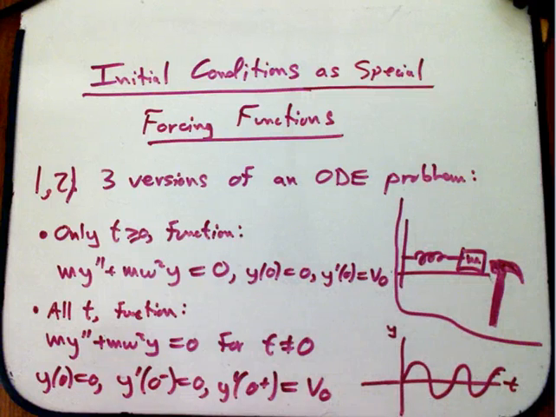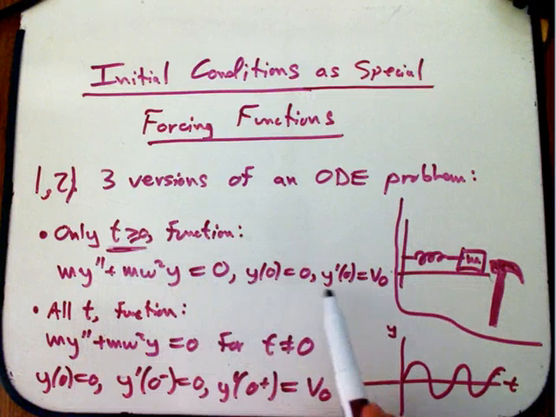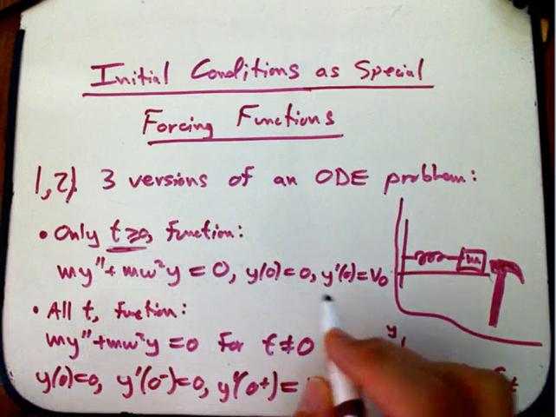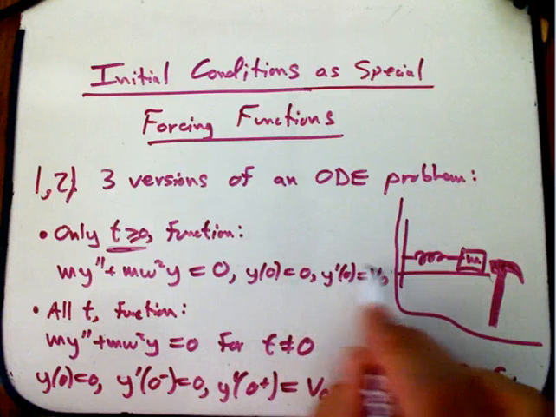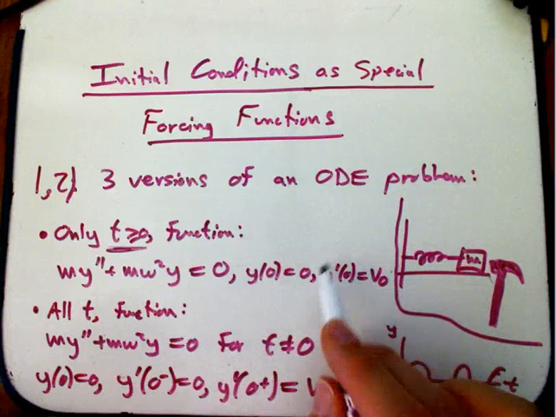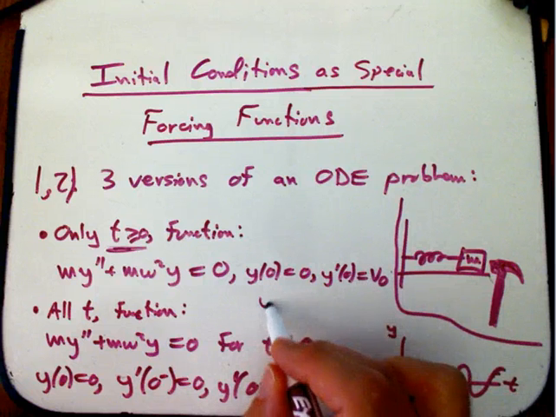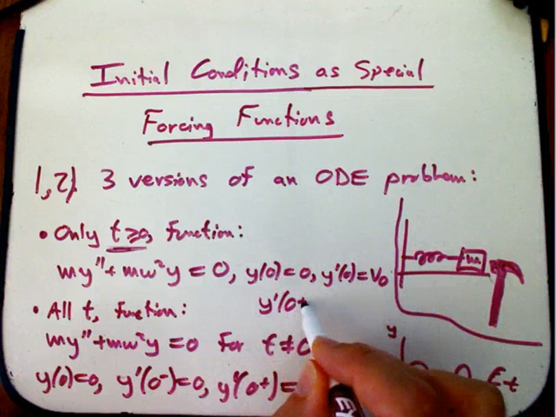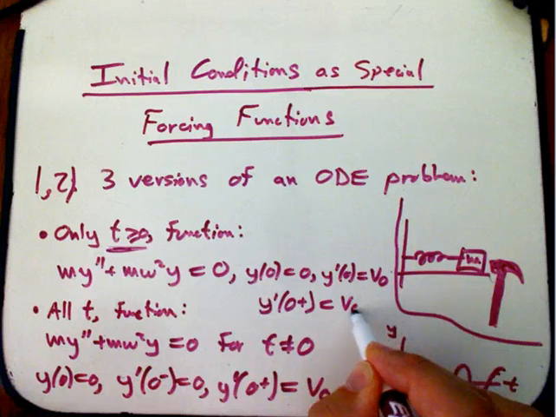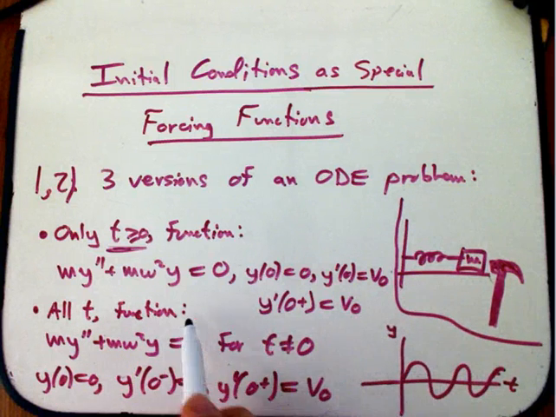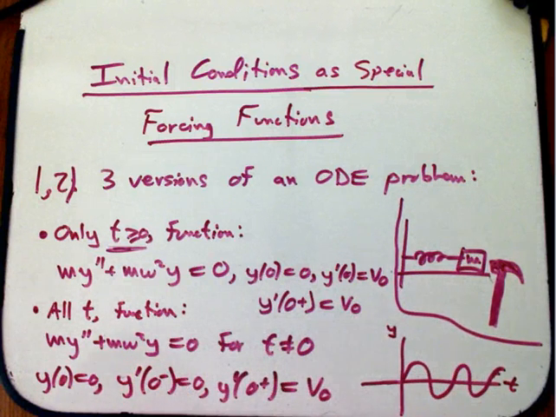Honestly, if this is our entire universe, this is a little bit of a weird statement. It makes more sense to say the right-hand derivative of y, so let's say y prime of 0 plus equals v naught. Okay, but that's a bit of a technicality. But I do want to extend it to the whole real line because that's where we've been using our distributions.